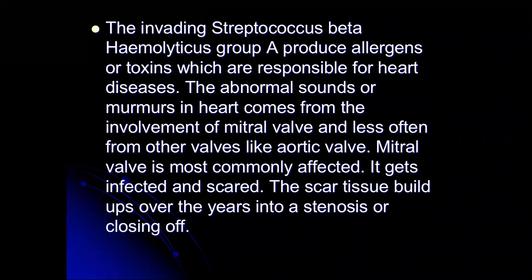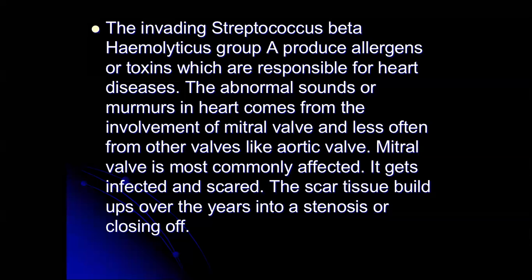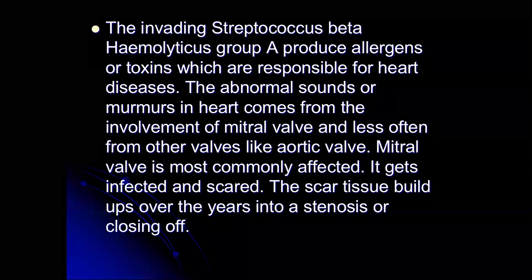Now the invading Streptococcus beta hemolyticus group A produces allergens or toxins which are responsible for heart disease. The abnormal sound or murmur in the heart comes from involvement of the mitral valve, and less often from other valves like the aortic valve. The mitral valve is the most commonly affected. It gets infected and scarred. The scar tissue builds up over the years into a stenosis, or closing off. That is the pathology, especially the bacteria involved here.